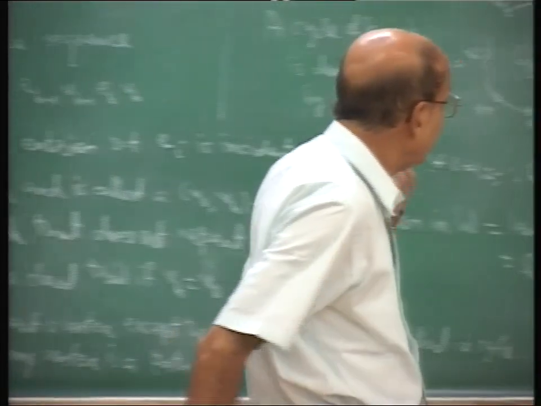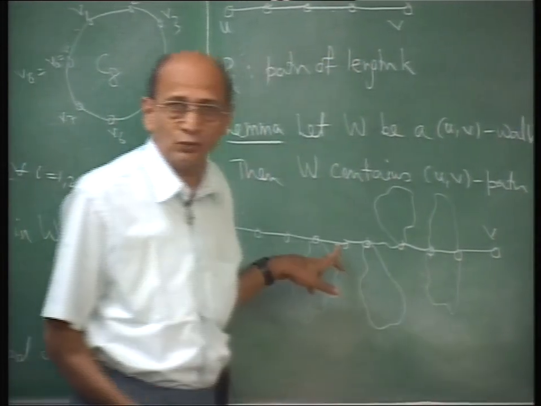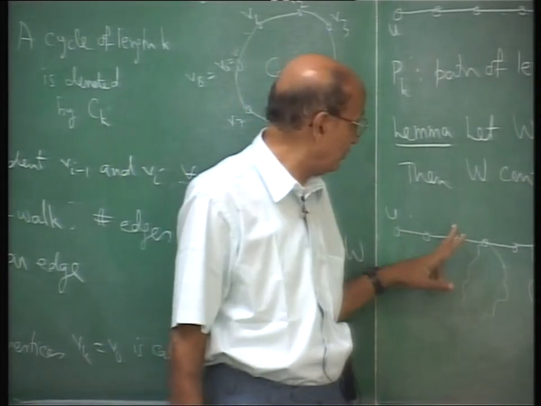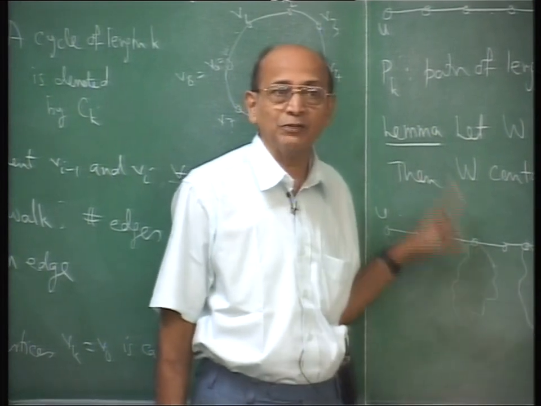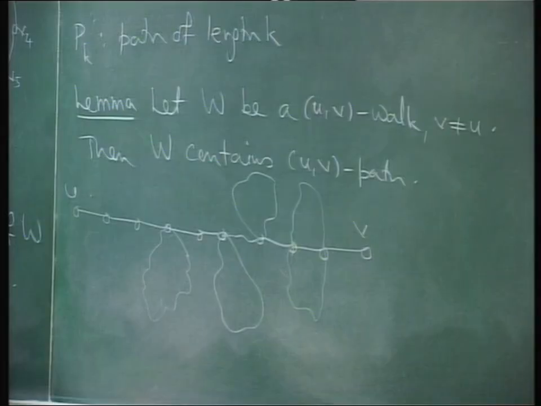Not loops. These are not really loops. These are basically closed walks. They are what should be called closed walks, that start at a vertex and come back to the same vertex. So all such closed walks need to be removed.